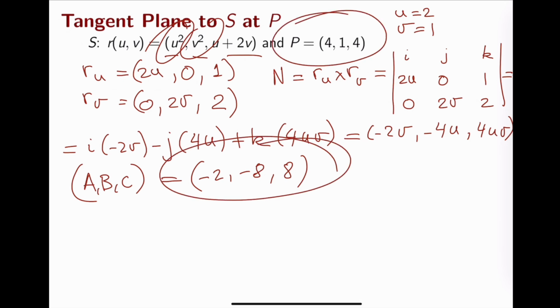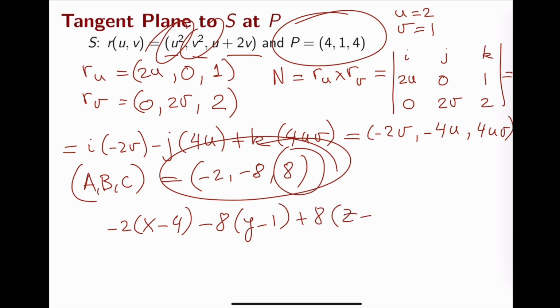So the normal vector and the point is all what we need to write the equation of the tangent plane, which will be a, which in this case is minus 2, x minus the first component here, that would be 4, minus 8, y minus the second component, that will be 1, plus 8, z minus the third component, that will be 4, equals 0.